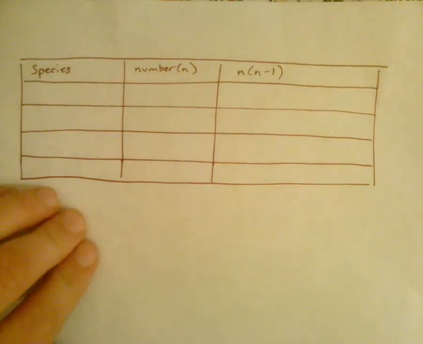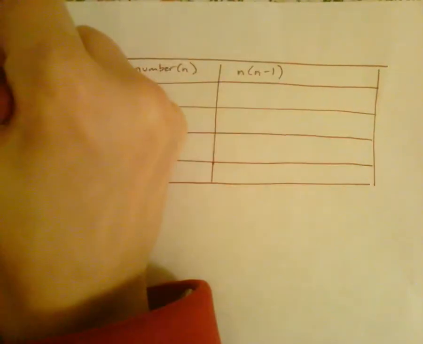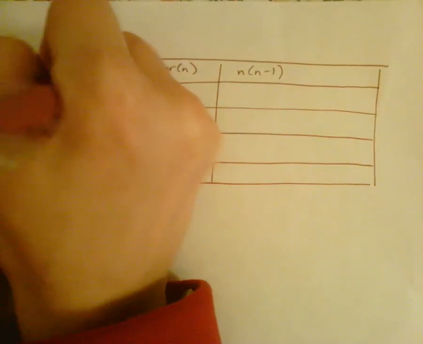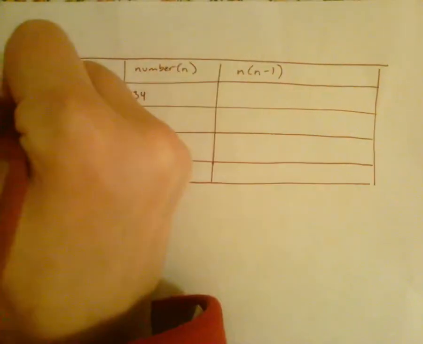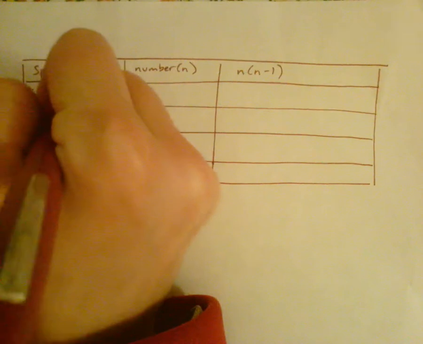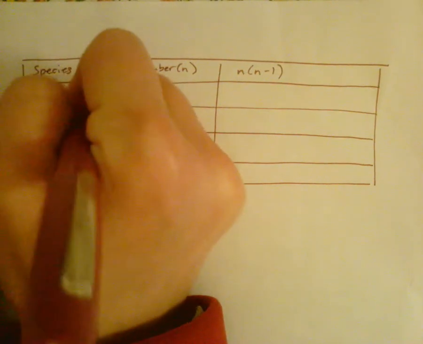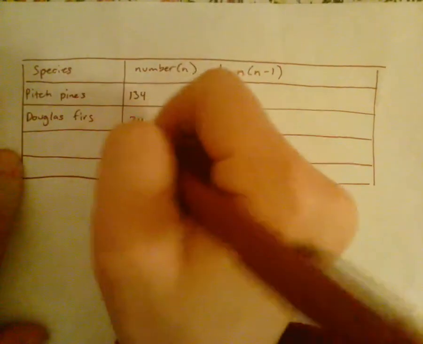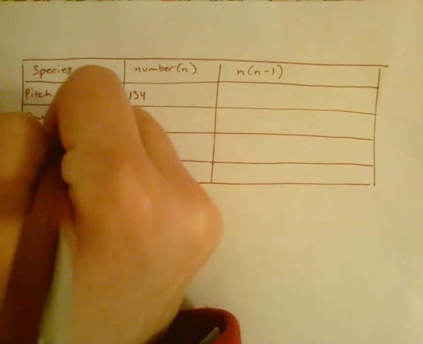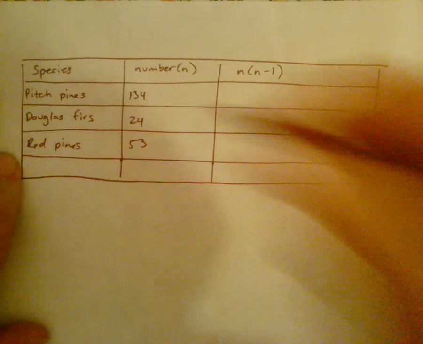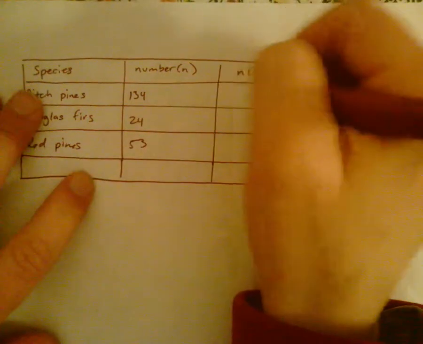So we had 134 pitch pines. Then we had 24 Douglas firs. Then we have 53 red pines. Okay, perfect. So now we're just doing those calculations.